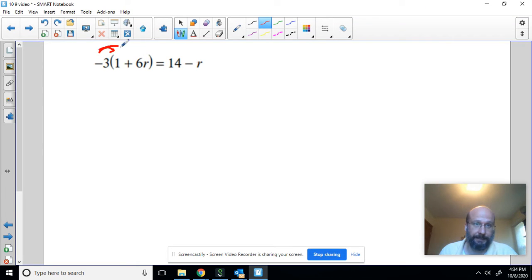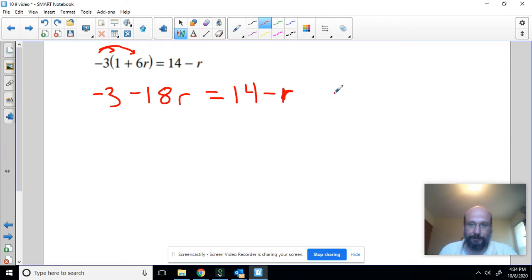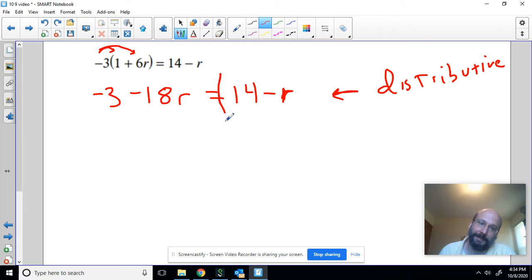And again, -3 times 1 is -3. -3 times +6 is -18r equals 14 minus r. And again, I just told you what that property was. That property is the distributive property.